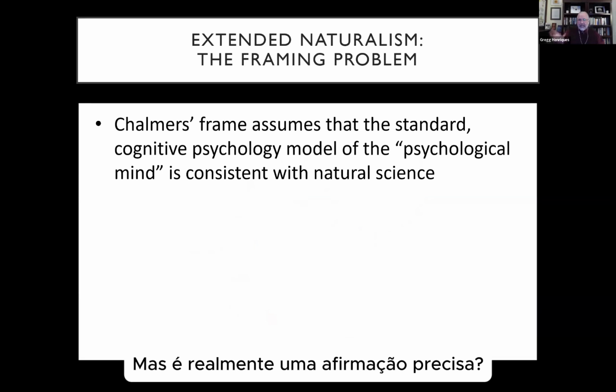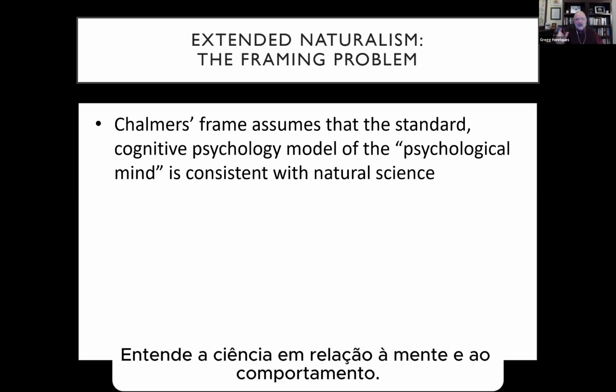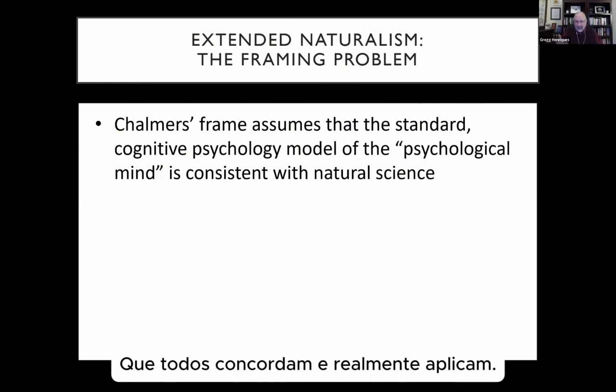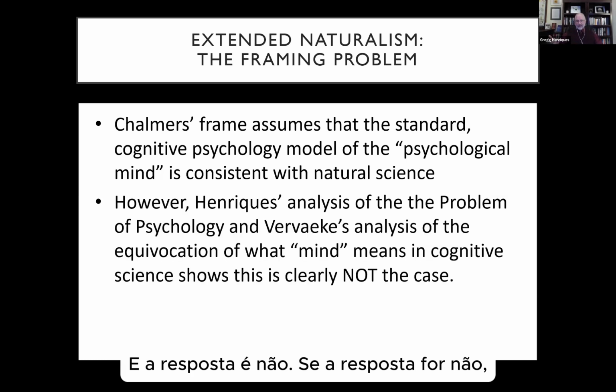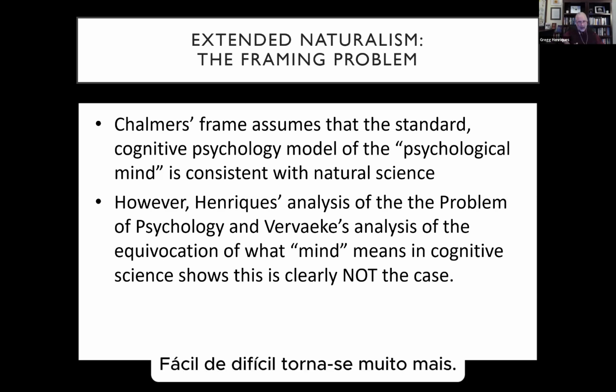But is this an accurate claim, actually? Is it really the case that we have a model that understands science relative to mind and behavior, minus some subjective qualities, that everybody agrees on and actually operates on? And the answer is no. And if the answer is no, then the entire argument that we can clearly delineate easy from hard becomes much, much more ambiguous.